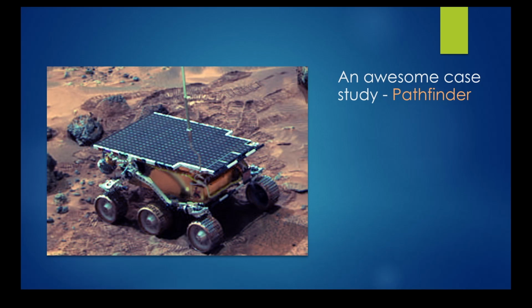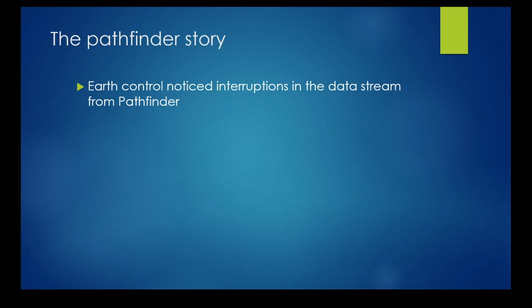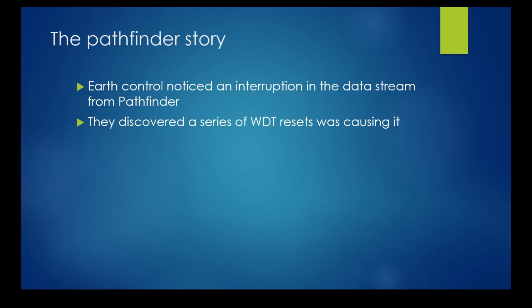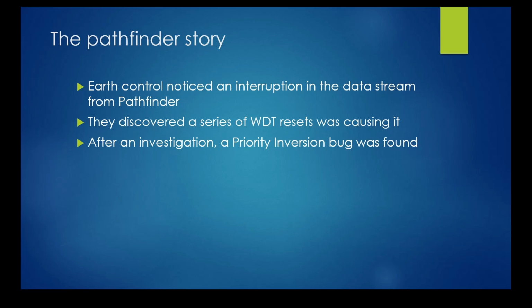Let's wrap up this talk with a really awesome test case, that of the Pathfinder project to Mars. While the spacecraft was on Mars, the control team on Earth noticed interruptions in the data stream. They discovered it was caused by multiple watchdog timer resets. How did they discover this? My guess is that they had a good logging system that indicated this. After an investigation that included working on a similar system on Earth, they found a priority inversion bug.